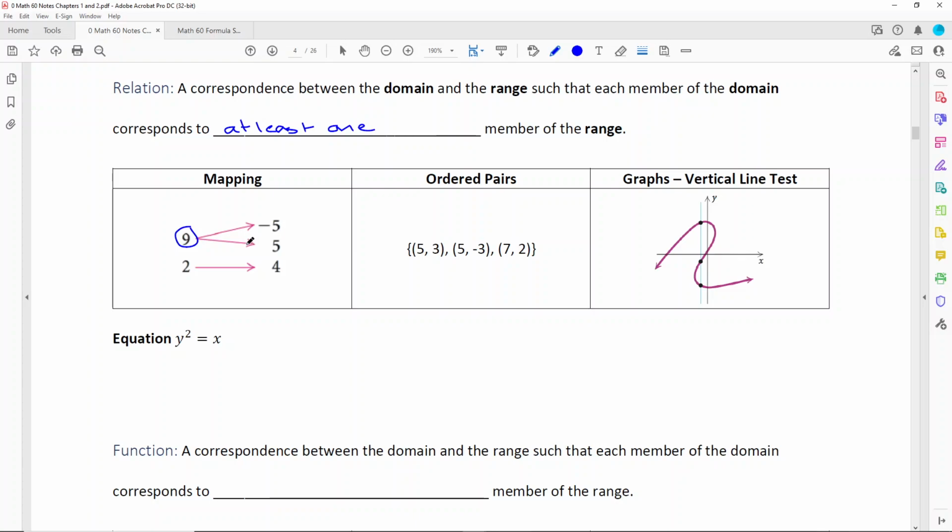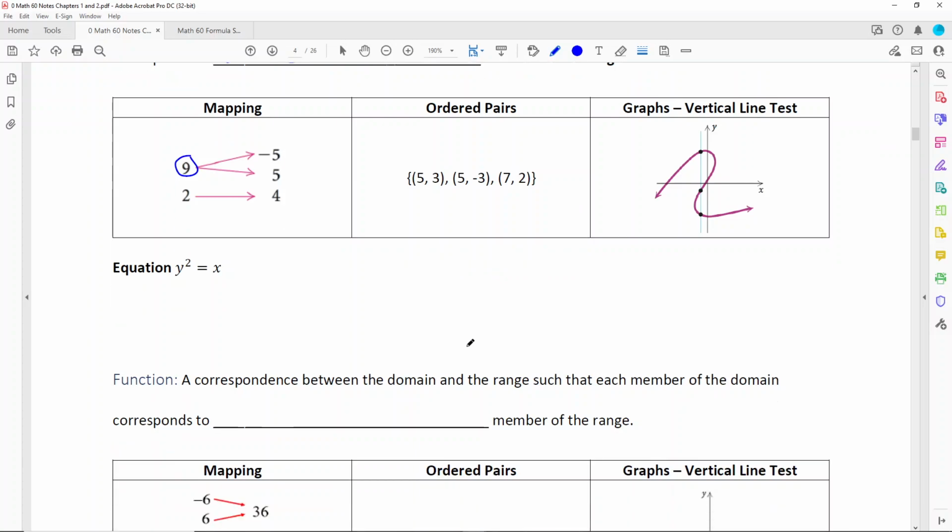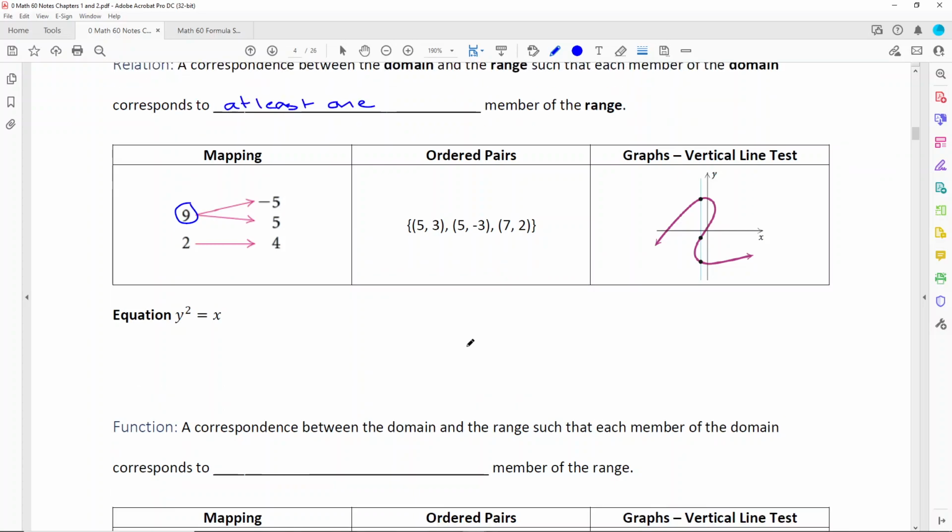And that's okay for a relation, because a relation just has to have a relationship between x values and y values. You can show this with ordered pairs, right? So you've got a set of ordered pairs. Every x value has at least one y value, and you can show it with a graph. I'm going to talk about this vertical line test in a bit. You can also describe a relationship or a relation with an equation.